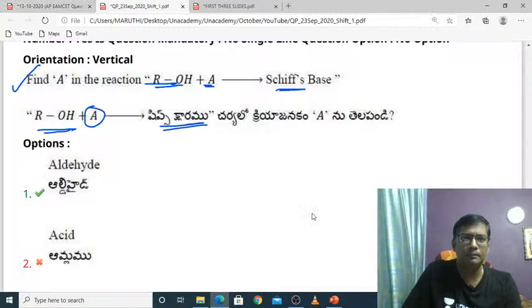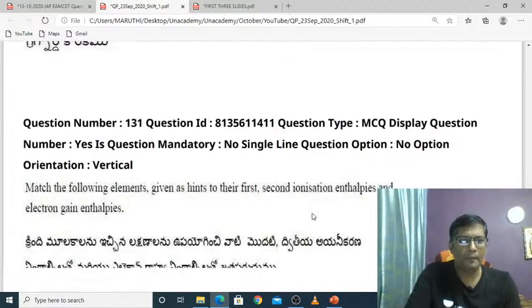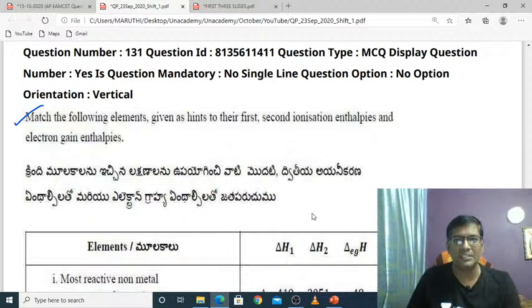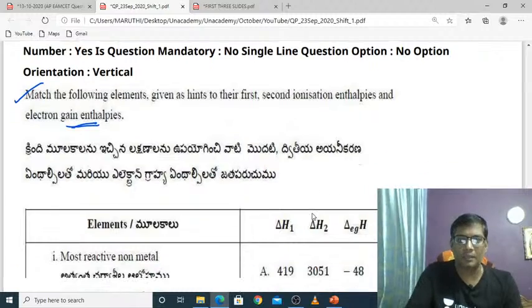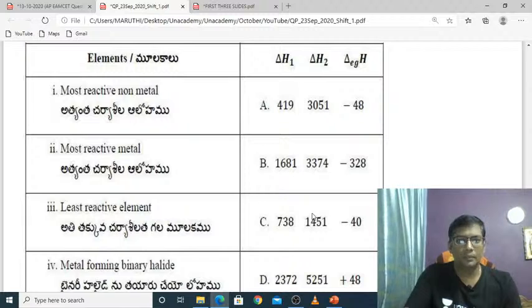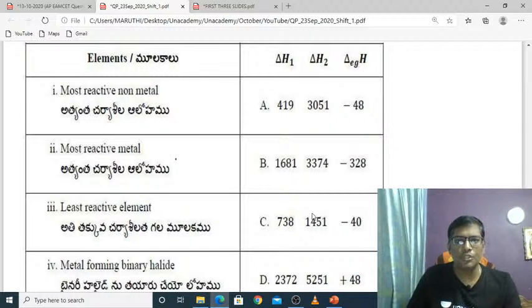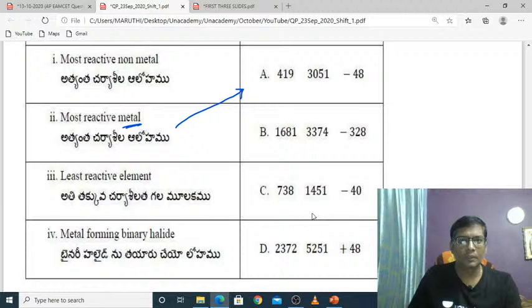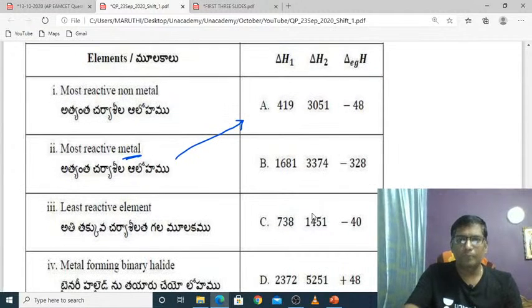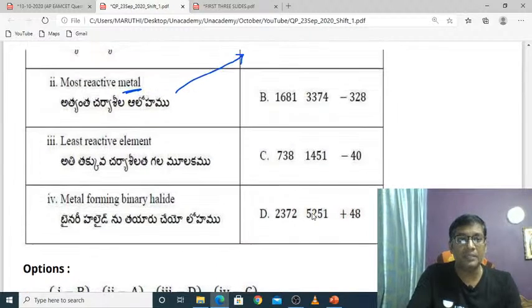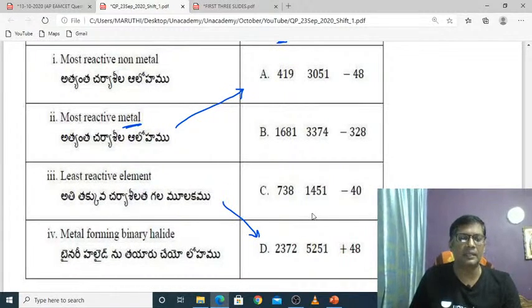Coming to the 131 question. Match the following elements given as hints to their first and second ionization enthalpies and electron gain enthalpies. See, obviously it is the most reactive metal. Metals are most reactive. If it is most reactive, it means the enthalpies are very low. Okay. So 2 is having A and 3 is having D. See, if you know these two, you will get the answer.